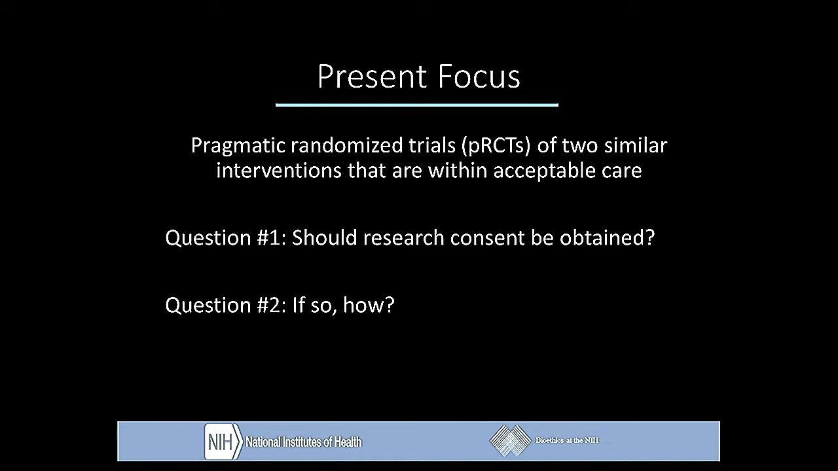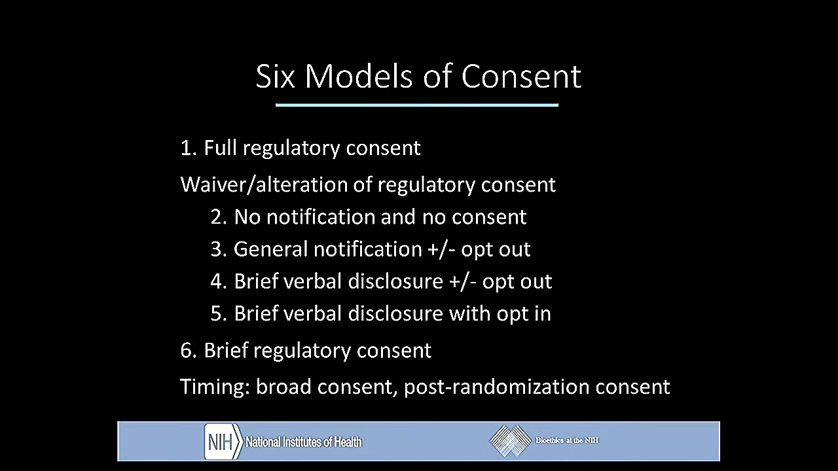So what I'm going to talk about, this is the kind of example I have in mind, a pretty simple example of a comparative effectiveness learning healthcare kind of trial: two similar interventions, both of which are within acceptable care. And then I want to ask two questions about that kind of trial. Should you get consent? And if so, how should you get it? And I'll give you my basic bias punchline, which is I'm a big fan, for the most part, of telling people what you're doing and what they're involved in, but I think we can typically do that in a very quick, easy way, and it doesn't have to be as onerous, extensive, as burdensome as we've often made it.